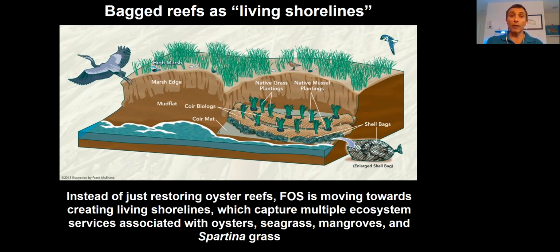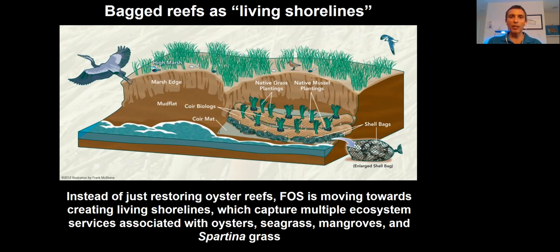we can do more. We've started creating living shorelines as part of our restoration work. A living shoreline is a restoration tool that uses oysters and seagrasses and mangroves and Spartina grass to create a natural shoreline that breaks up wave energy and reduces erosion while providing all of those ecosystem services that we talked about earlier. And this is the direction that Florida Oceanographic Society has been taking in recent years.